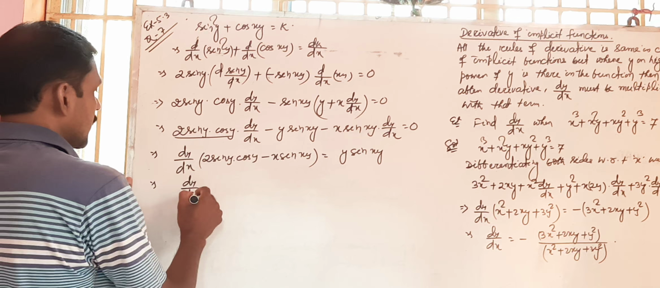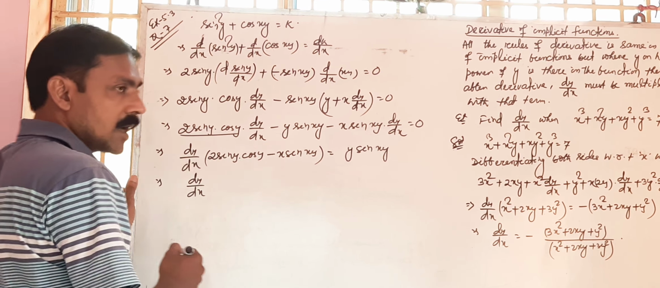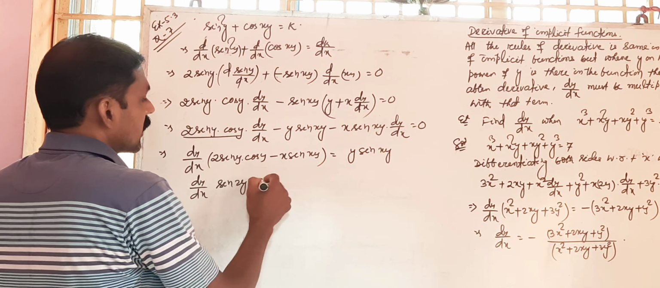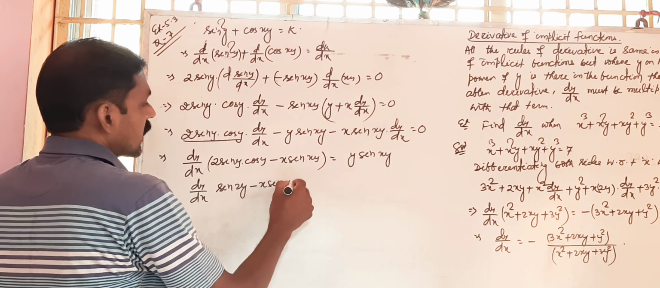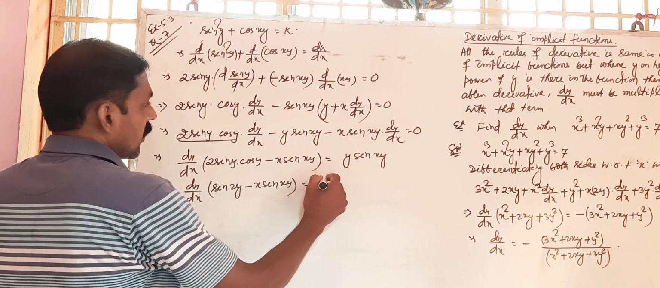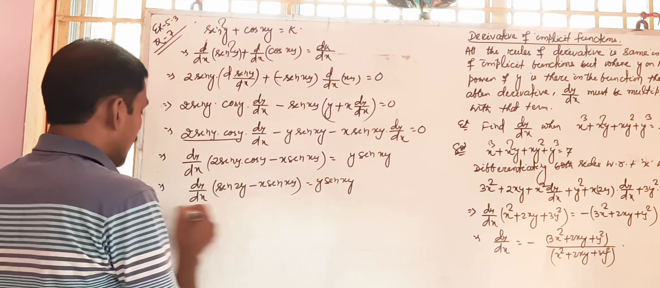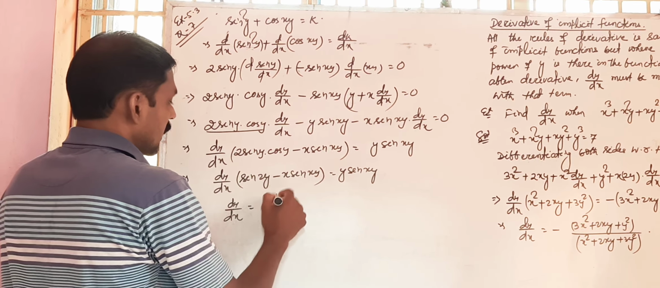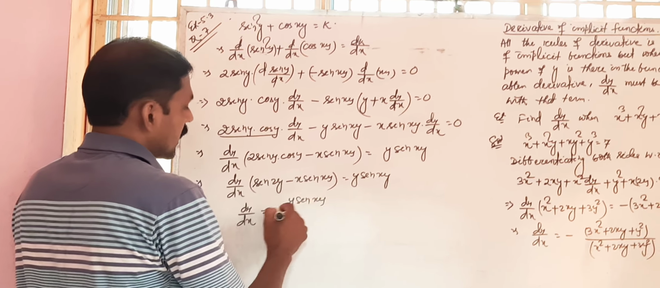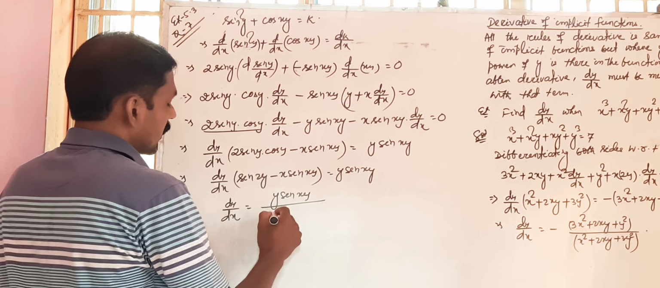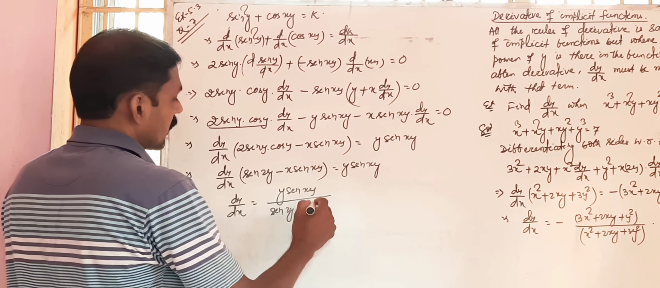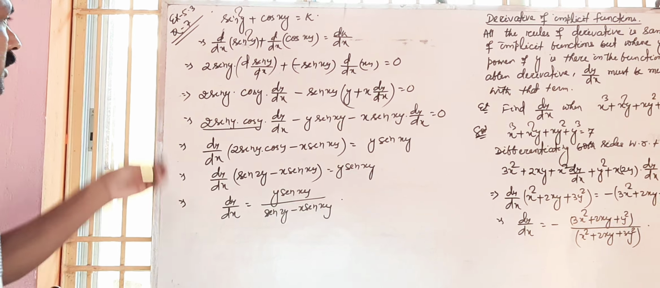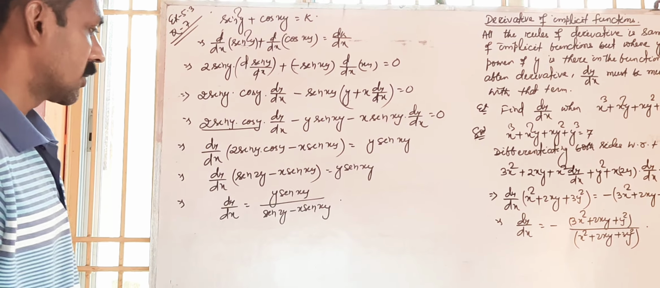And dy by dx, that is the form of 2 sin theta cos theta. 2 sin theta cos theta is sin 2 theta, so you can write sin 2y minus x sin xy equal to y sin xy, or dy by dx equal to y sin xy by sin 2y minus x sin xy. This is this one.